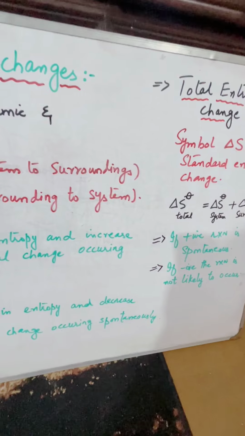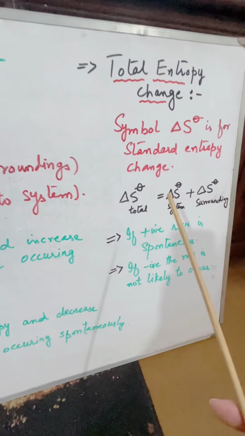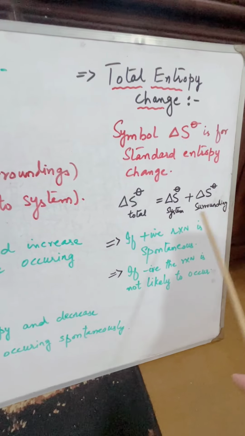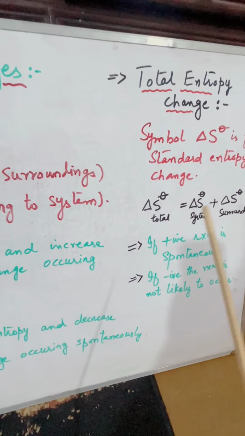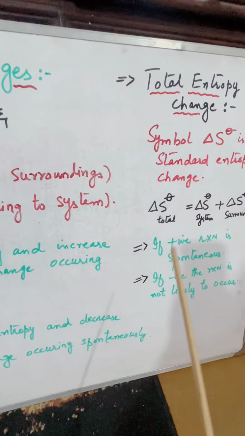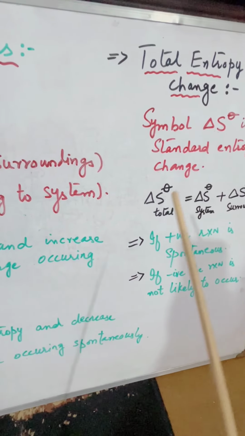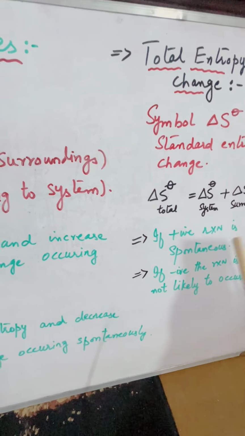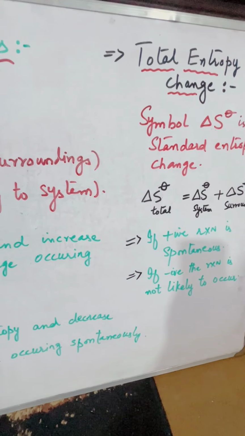Okay, so the symbol is this, and we calculate it like delta S total equals delta S system plus delta S surroundings. So if this total value is increased, that is the entropy is increased and it is positive, the reaction is spontaneous. But if this delta S total is decreased or it is negative in value, the reaction is not likely to occur.